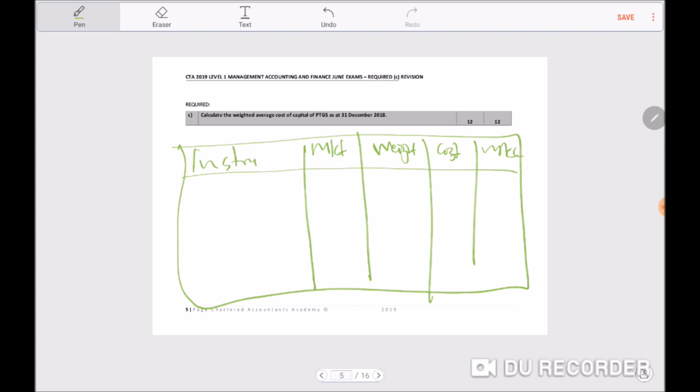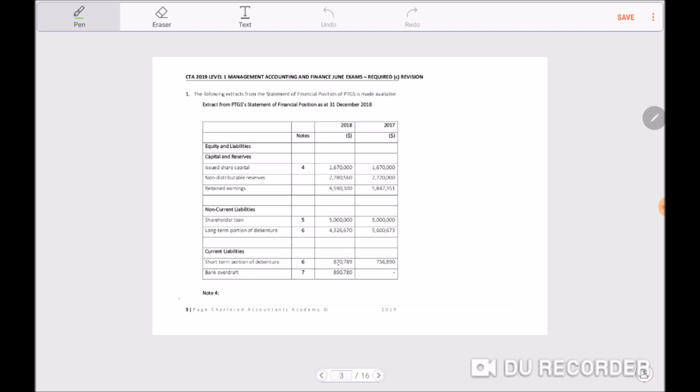So now we go back to our scenario. I've just extracted the pages that are relevant for us to calculate our WACC. Our WACC is all about capital. We're looking for the long-term capital to finance the business, and each capital comes with a cost. For example, shareholders require dividends, a loan requires interest, and preference shares require their dividends. So the cost is what we're interested in.